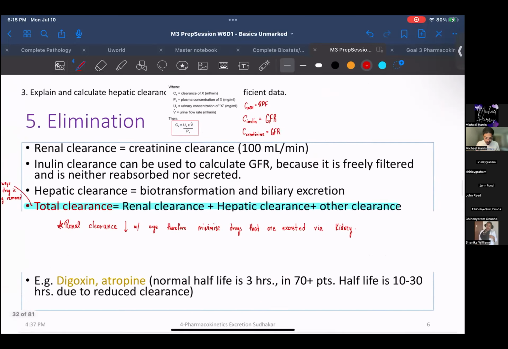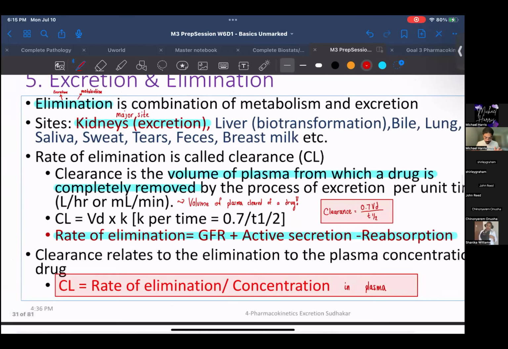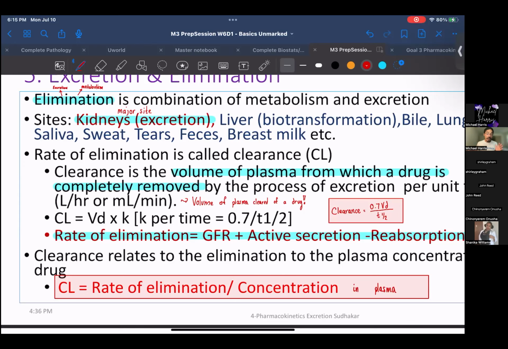So when you look at this, you're essentially doing nothing different. Rate of elimination is the same concept. How much urine you produce, the rate of the urine you produce, and the concentration of that drug in the urine, divided by the concentration in the plasma, to give you the volume of fluid cleared of the drug. Any questions on that?